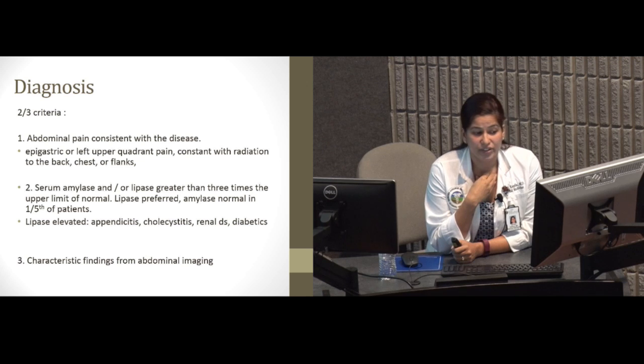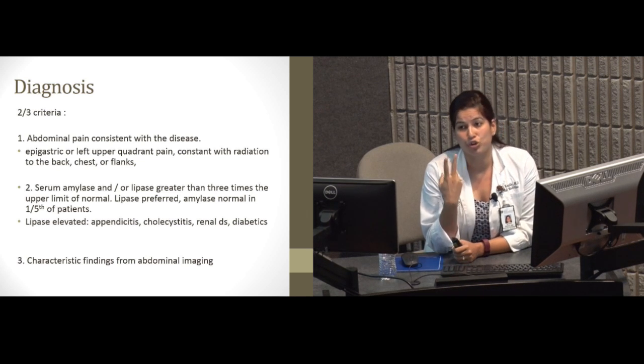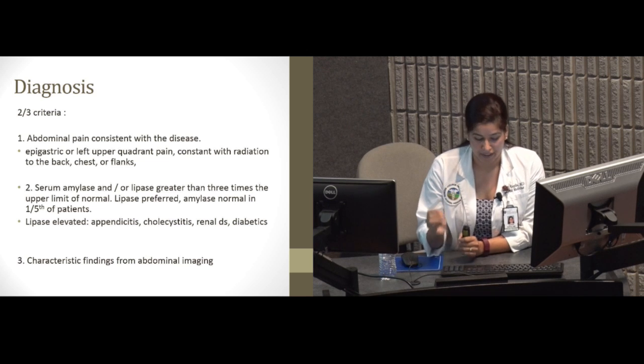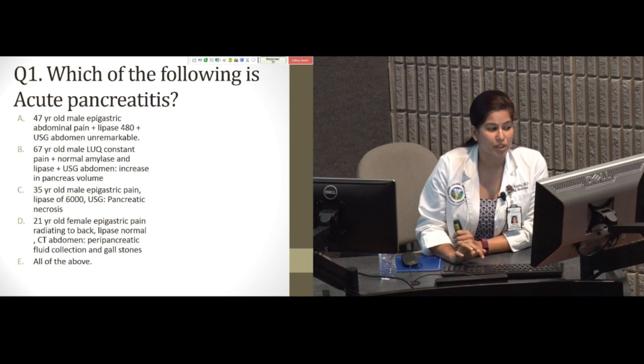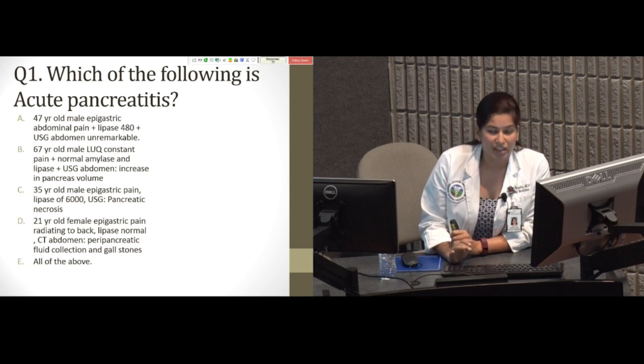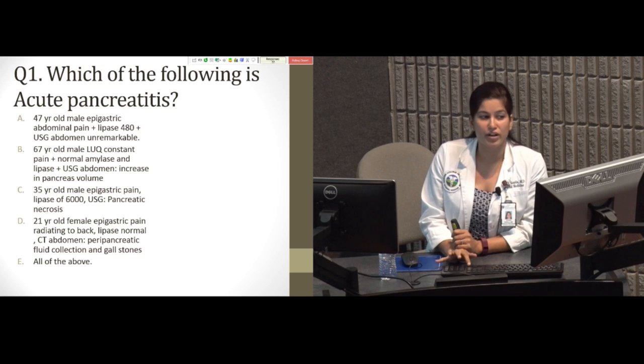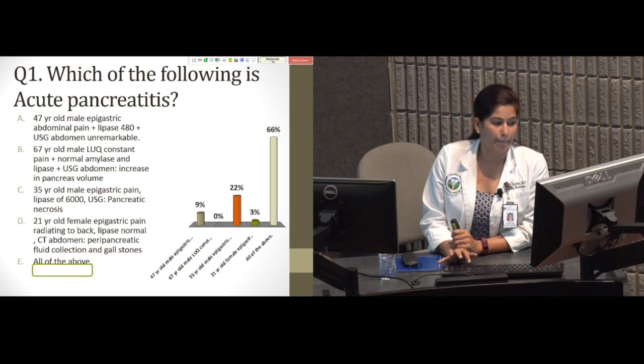Next is characteristic findings from abdominal imaging. So you need to have 2 out of 3 to diagnose acute pancreatitis. What we had in all these patients, all of them had at least 2 and one of them had all three. So I was just trying to confuse you, but just be careful when you are diagnosing pancreatitis.